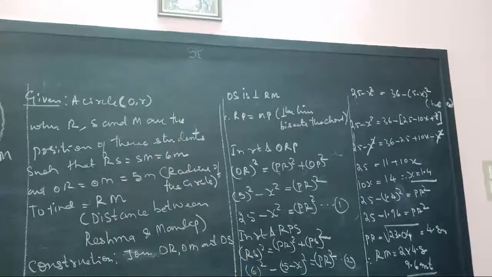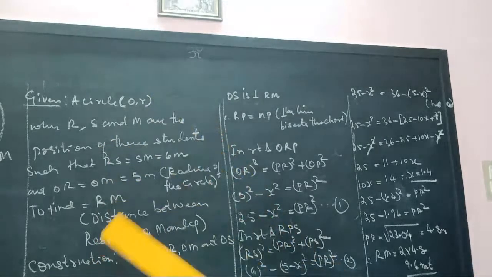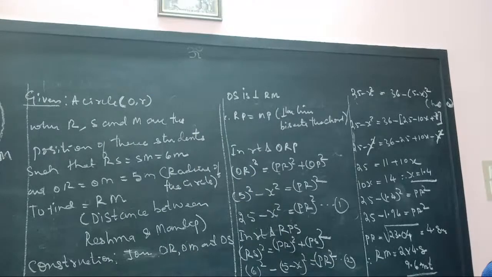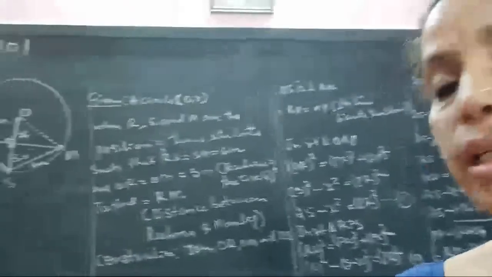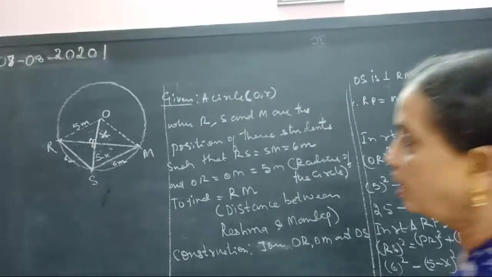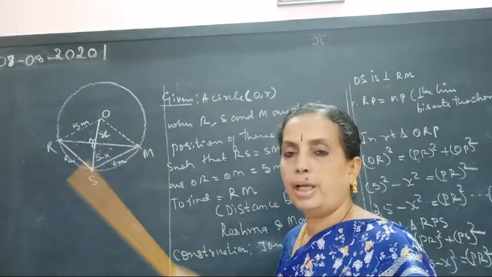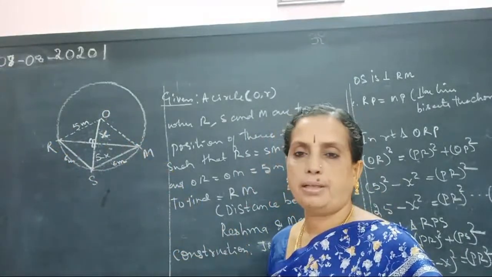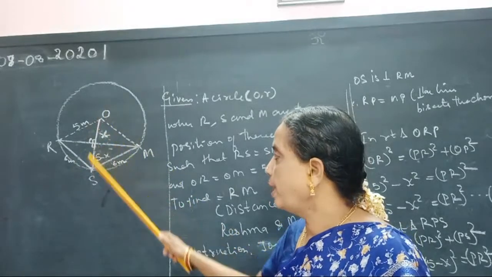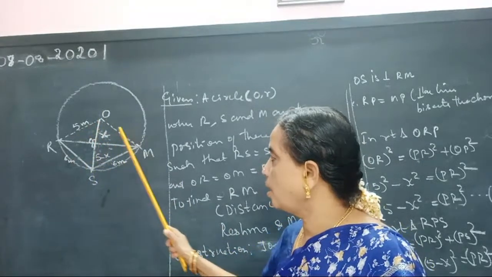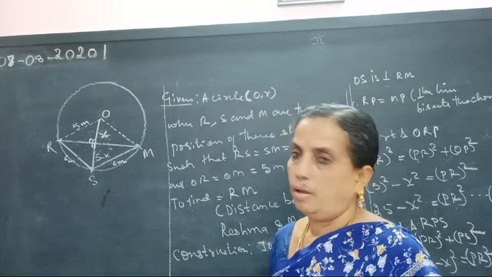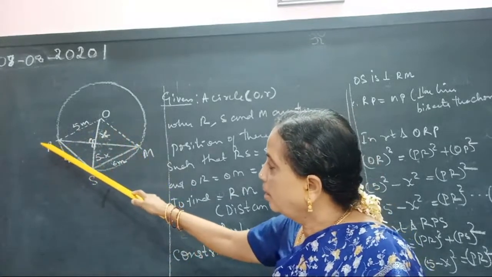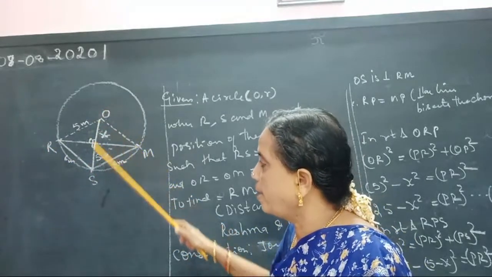Once again, I will explain why OS is perpendicular. When it is perpendicular, it is bisecting; it is perpendicular, then only we can get the two right triangles. See the figure. In this figure, OR and OM are the radii of the circle. RS and SM are equal, each 6 meters. OS is common. So the two triangles are congruent by SSS. When they are congruent, we can consider angle ROS equals angle MOS.